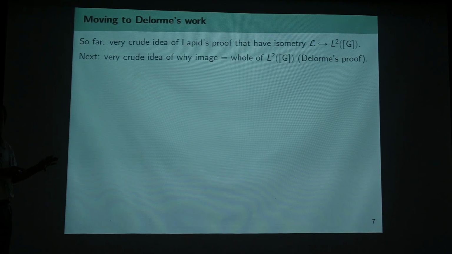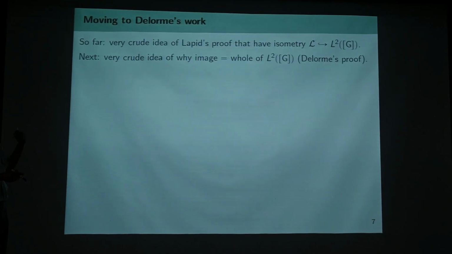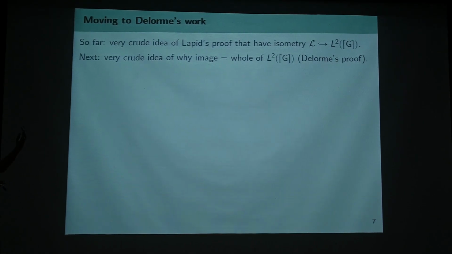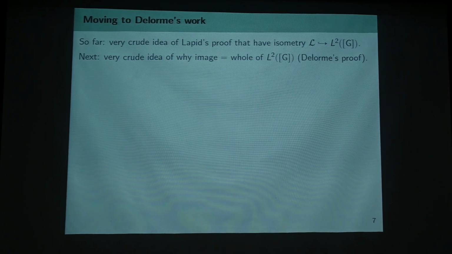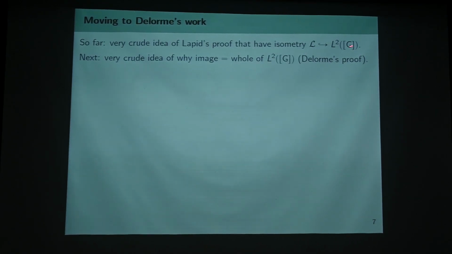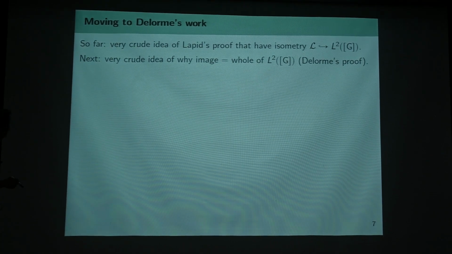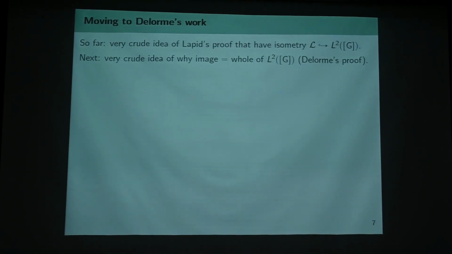Okay, so this is all I wanted to say about why the map from this space that I denoted L onto L2 of G was an isometry. What Delon shows is he explains why this is actually surjective onto L2 of G, L2 of G of A over G of Q. Okay, so again it's going to be a very crude idea.